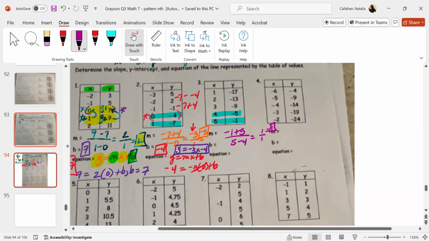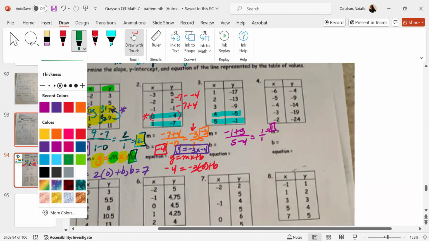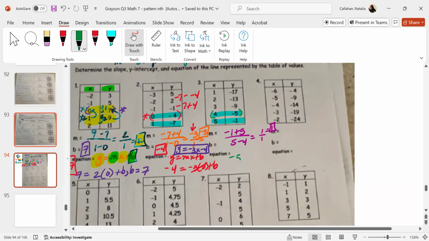Now, when you find the b for this, I'm going to use 4 and negative 5 for my equation. So negative 5 equals 1 times 4 plus b. So negative 5 plus 4 plus b. b equals negative 9. That is your b. So then your equation is y is equal to 1x minus 9. So try to make sure you get that.